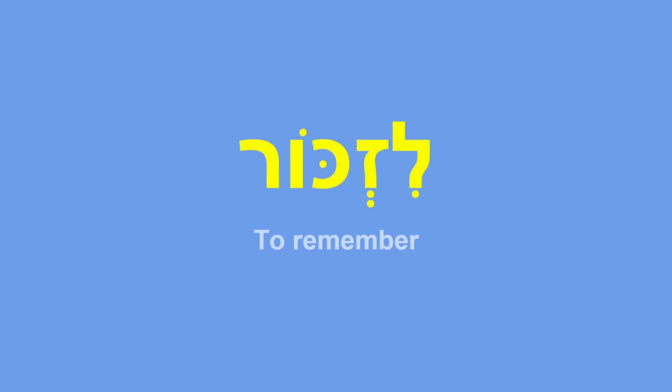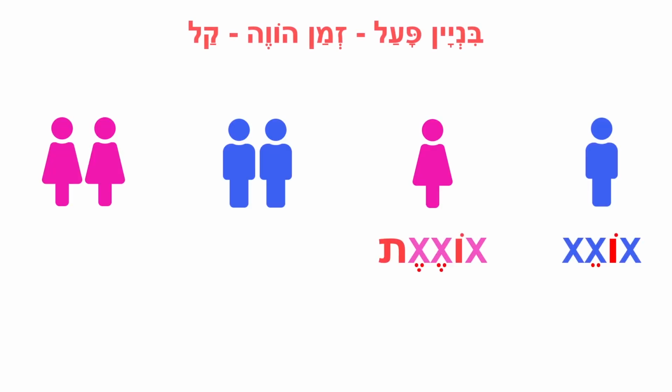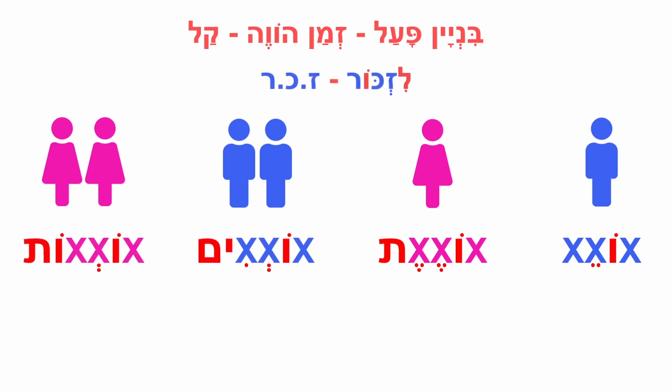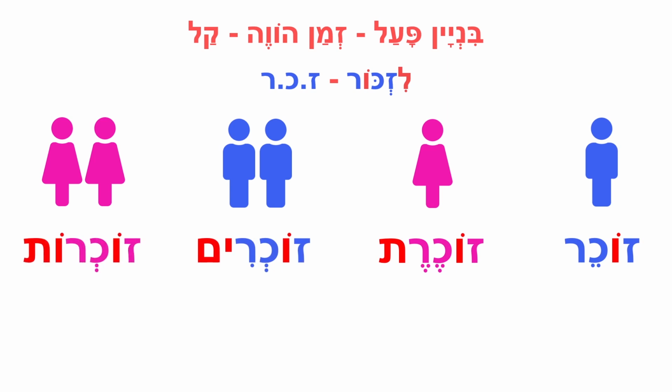The verb liskor, to remember. 4 conjugations, same conjugation pattern. The verb liskor contains the root letters zayin, chaf, resh. What we need to keep in mind about Paal verbs is that when we have a dagesh on the second root letter, in this case the letter chaf, when we conjugate it, for some reason we drop the dagesh. Don't ask why, it's just the way it is. So instead of zoker, it will be zocher, zocheret, zochrim, zochrot. On the second root letter we have a dagesh, and in the conjugation we dropped it. So it became zocher, zocheret, zochrim, zochrot from the infinitive liskor, the verb to remember.